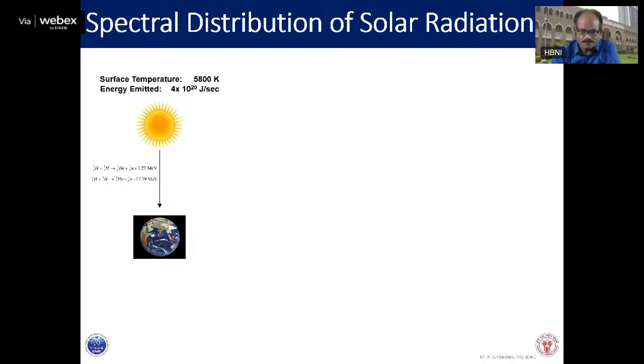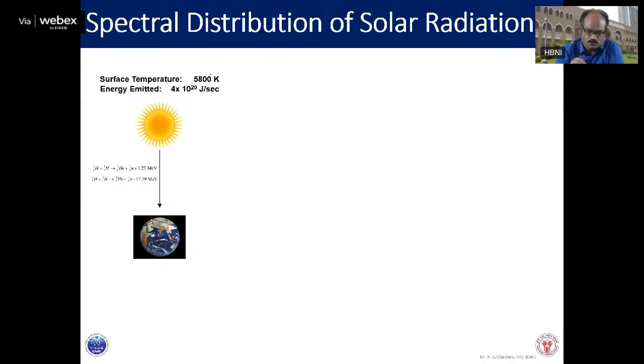So first, what is the sun? Sun is, you can imagine, a very hot body which is at a temperature of 5800 Kelvin. So we know from basic physics that every body which is at a temperature higher than 0 Kelvin emits radiation. That is the black body radiation. So the sun is also, since it is at 5800 Kelvin, emitting a black body radiation.